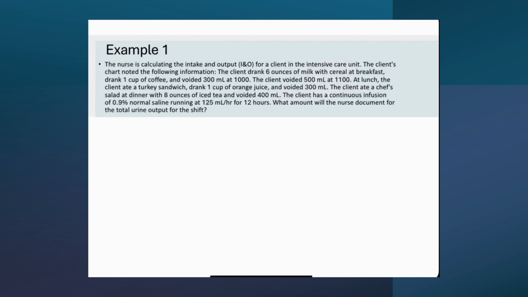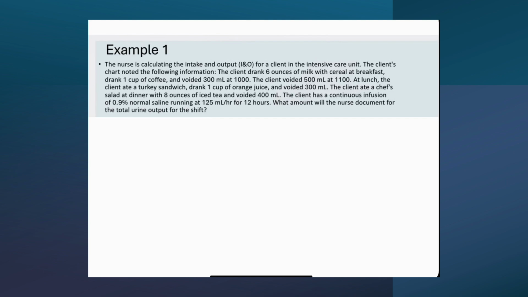Say that the nurse is calculating the intake and output for a client in the intensive care unit. The client's chart noted the following information. The client drank 6 ounces of milk with cereal at breakfast. They drank 1 cup of coffee and voided 300 mLs at 10 o'clock.